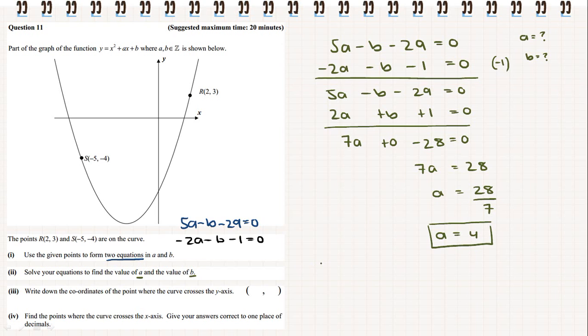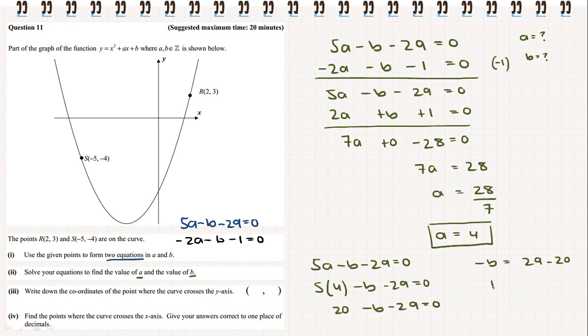Now that I have a, I take one of my equations, so I'll take 5a minus b minus 29 equals 0, and I'm going to substitute in 4 for a. Then I can solve for b. So 5 multiplied by 4 minus b minus 29 equals 0. 20 minus b minus 29 equals 0. -b is equal to 29 minus 20. So -b is equal to 9. So b is equal to -9.